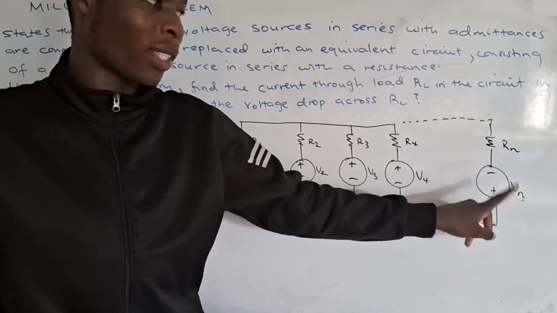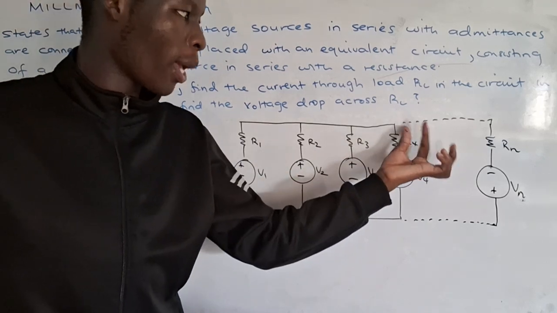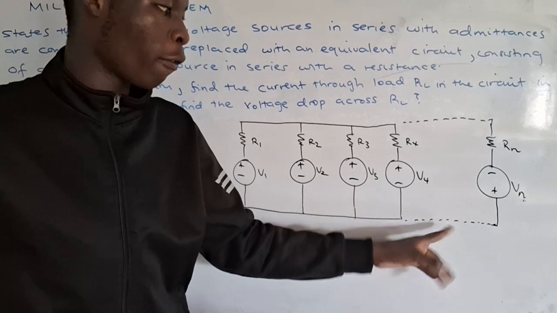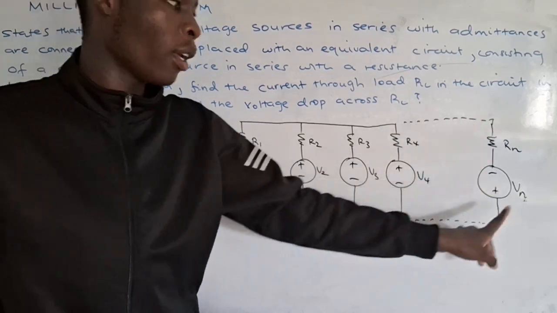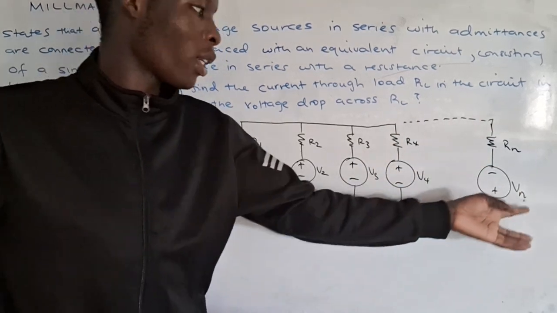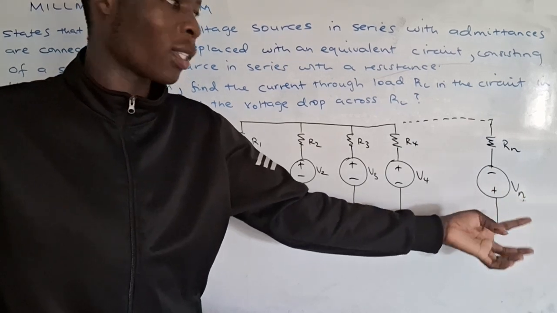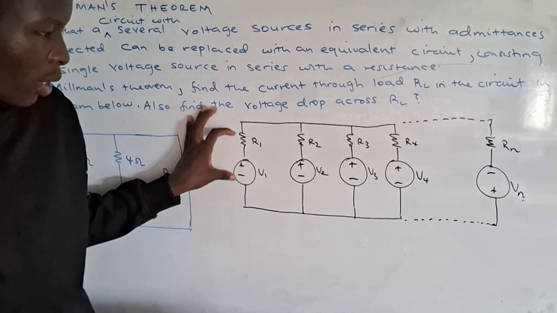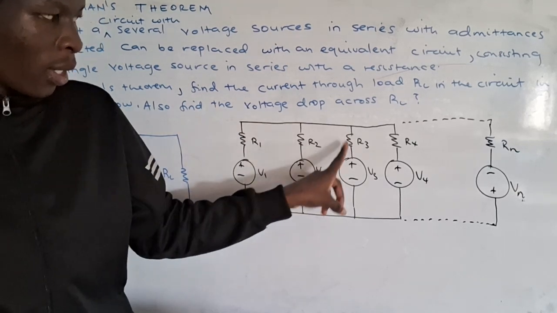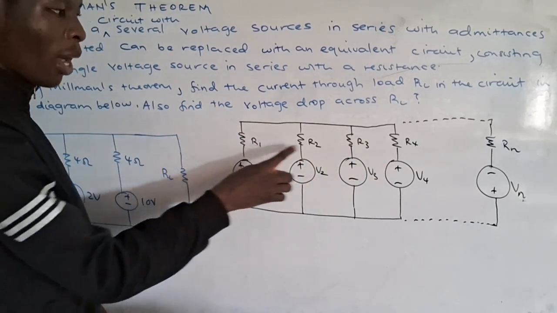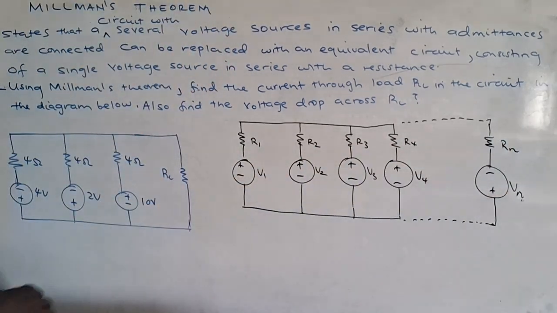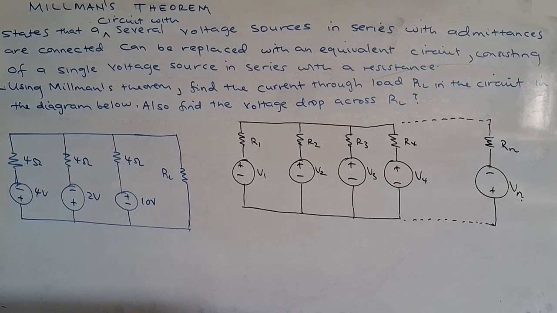Same applies to this voltage source. So why am I putting dots? I'm not sure about the number of sources. I can have V5, V6, V7, V8, V9. It depends on your circuit. A circuit can have 10 voltage sources, up to V10. If you have 12, it means up to V12. So each source and its resistor are in series, but R1, R2, R3, R4, up to Rn, these resistors are in parallel. So Millman's theorem is the same.